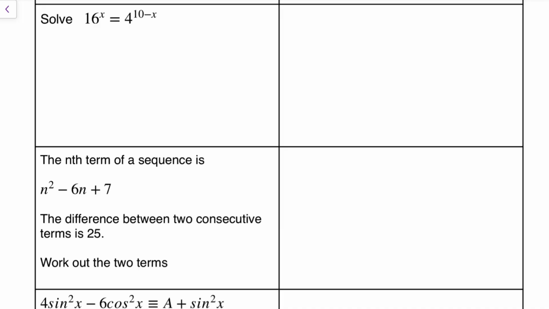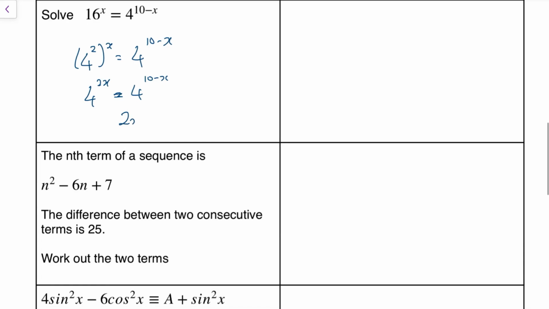Now, normally I would say let's do the power of 2, but because I've only got a 16 and a 4, I'm actually just going to do powers of 4. So 16 is the same as 4 squared to the power of x. 4 is 4 to the power of 10 minus x. The left-hand side becomes 4 to the 2x. The right-hand side stays 10 minus x. And then because my base values are equal, I can just say that 2x is equal to 10 minus x.